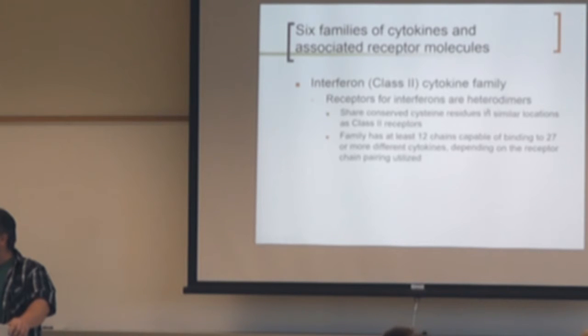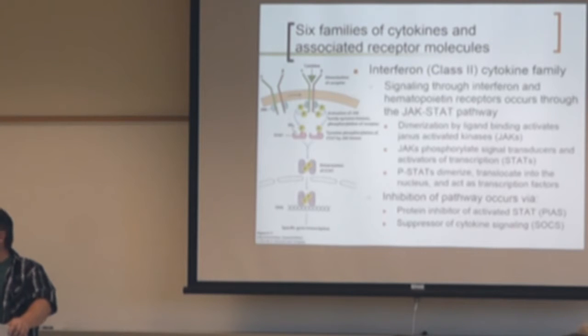Receptors for interferons share conserved cysteine residues. They have 12 chains. Again, interesting to read. But here's one of those pathways that everybody has to memorize when they're taking immunology, the JAK-STAT pathway. Class 2 interferons signal through this receptor and the JAK-STAT pathway, and there's a lot of diversity in this, but they're all the same. There are different JAKs and STATs.